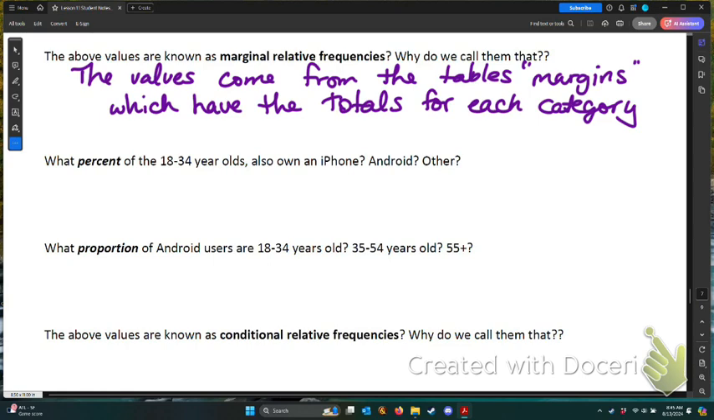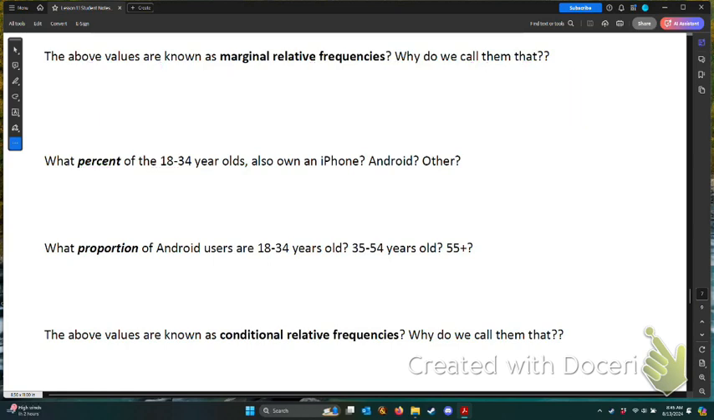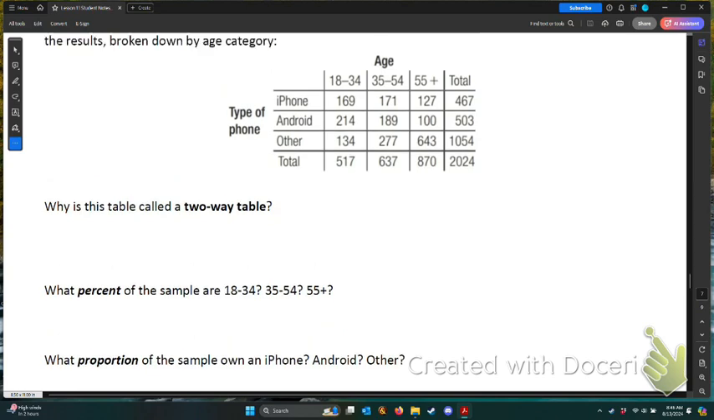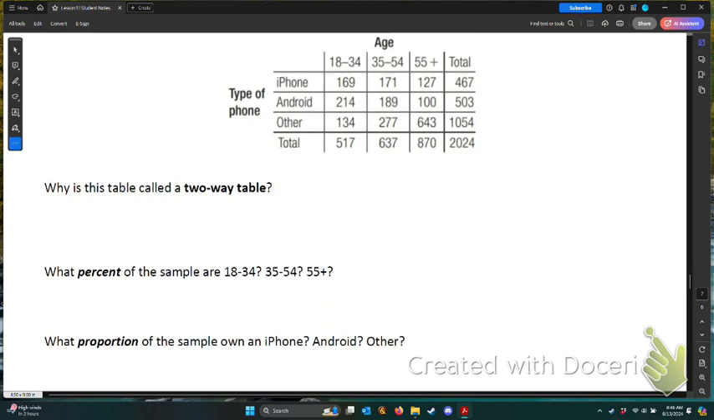All right. Now let's look at the next question very carefully. What percent of the 18 to 34-year-olds also own an iPhone? How would you find that answer? So let's look at that table real quick again. How do you guys think you're going to find this answer? 169 over 2024. Do you guys agree? No, over 517.